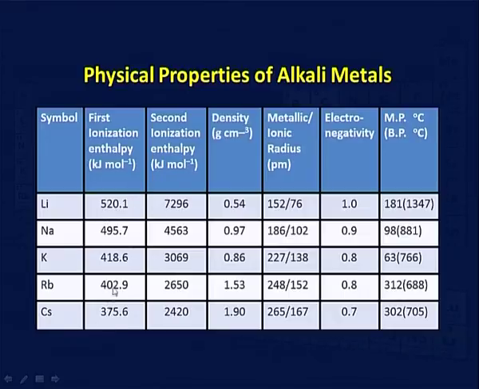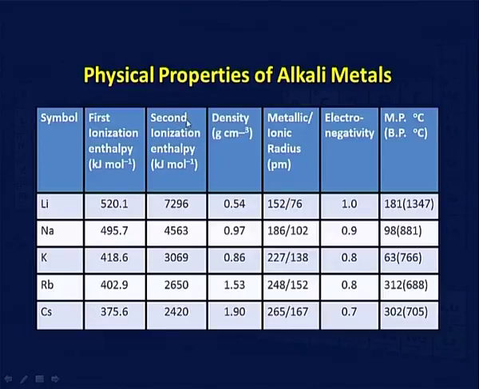You can see there is a decrease in ionization enthalpy because the size is increasing, and on every additional shell is being added here. You can see that lithium has 520, sodium has 495, potassium has 418, rubidium has 402.9, and then cesium has 375.6 kilojoules per mole. So, they keep on decreasing down the group.